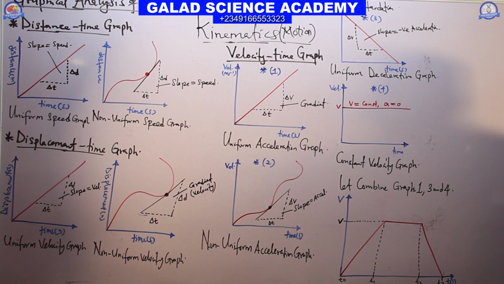So the next thing now is, let us combine these three graphs together: 1, 2, and 3. By combining the three graphs together, let me call this one 1.